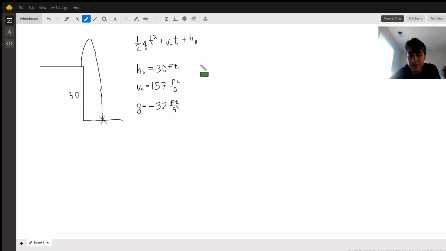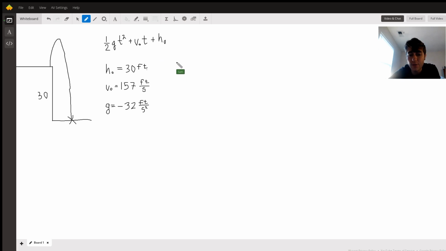So we can plug those values directly into our equation, and we see that the equation that describes the height, h of t, in our case, is, well, what's 1/2 times negative 32? That's going to be negative 16t squared, plus an initial velocity of 157 times t, plus an initial height of 30 feet.